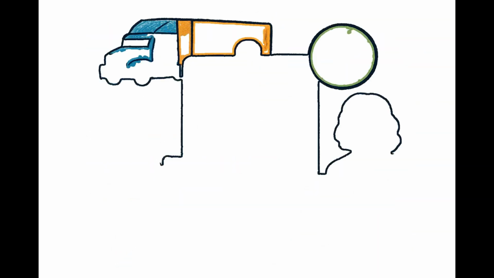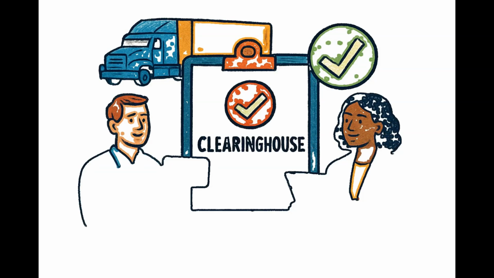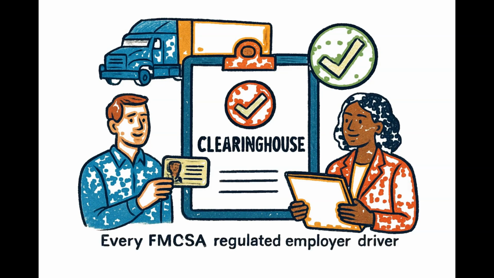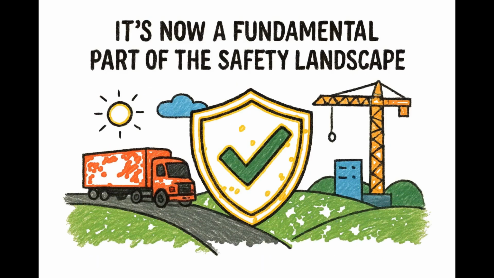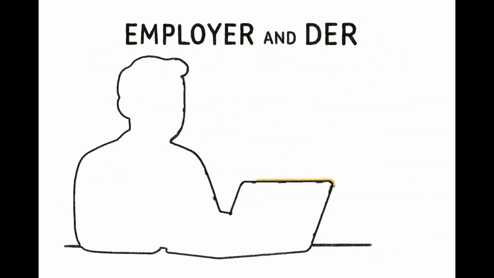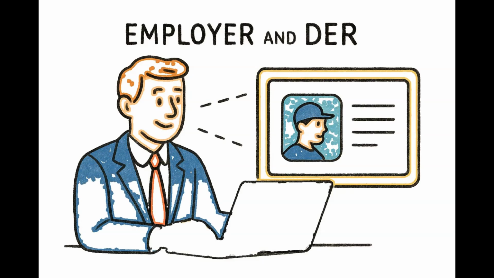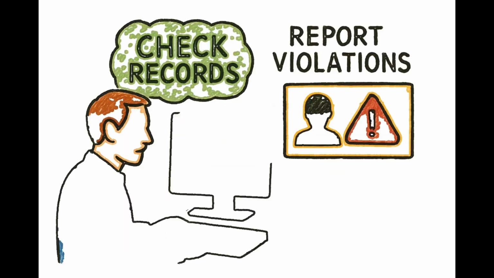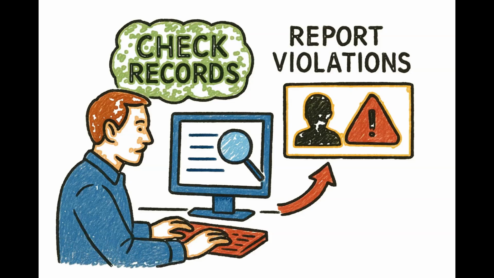Every single FMCSA regulated employer, every driver holding a commercial license, and every service agent involved in the process must be registered and must use the Clearinghouse. It's now a fundamental part of the safety landscape. For employers and their designated employer representatives, or DERs, the responsibilities within the system are distilled into two core functions. You must query the system to check driver records, and you must report any violations that occur under your authority.